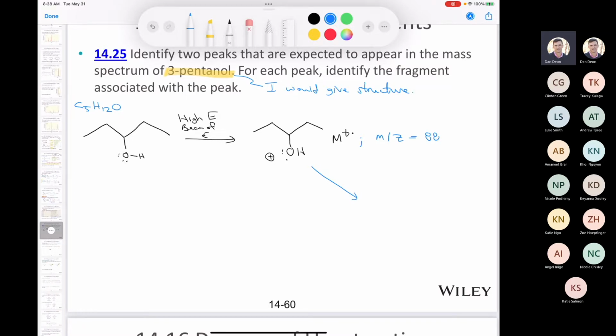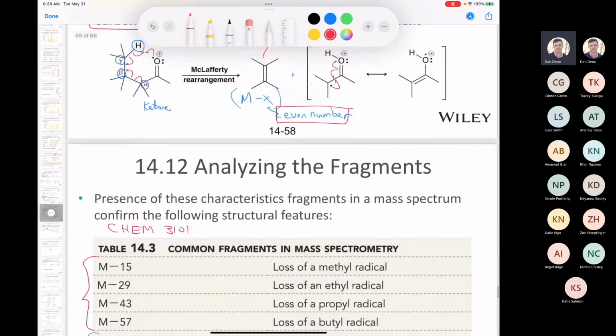So anyhow, loss of water. So we'll put here loss of H2O, which would be M minus 18. So that means we should see something with a mass over charge of 88 minus 18, which gives us a mass over charge of 70. Now, what would that look like? Let's go back here and see what it would look like.